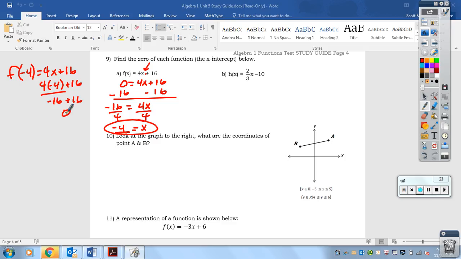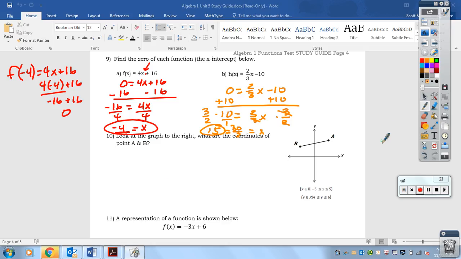Here's another one. 0 equals 2/3 x minus 10. Add 10, add 10. 10 equals 2/3 x. Multiply by the reciprocal, 3 over 2. X equals 3 times 10, which is 30, over 2 times 1, which is 2. So it's 30 divided by 2, or 15. 15 is the number that if I plugged it in, it would yield a result of 0.